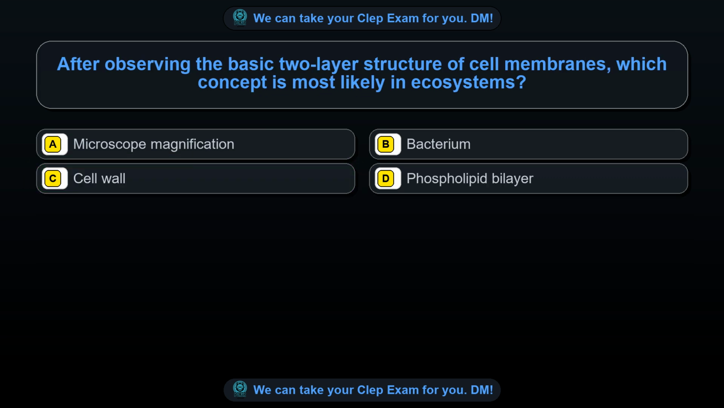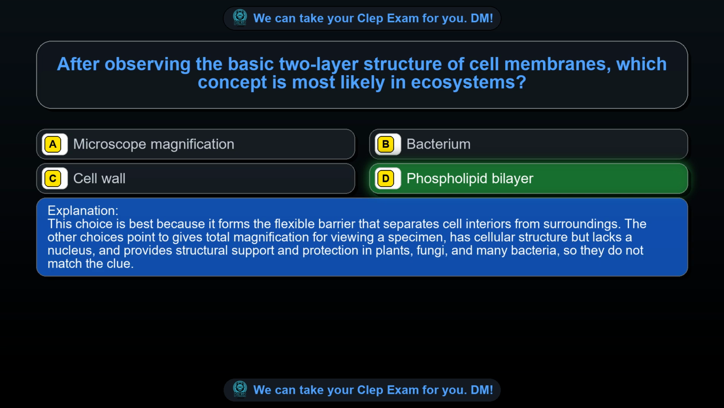Question 44. After observing the basic two-layer structure of cell membranes, which concept is most likely in ecosystems? Option A, microscope magnification. Option B, bacterium. Option C, cell wall. Option D, phospholipid bilayer. The correct answer is option D, phospholipid bilayer. This choice is best because it forms the flexible barrier that separates cell interiors from surroundings. The other choices point to gives total magnification for viewing a specimen, has cellular structure but lacks a nucleus, and provides structural support and protection in plants, fungi, and many bacteria, so they do not match the clue.